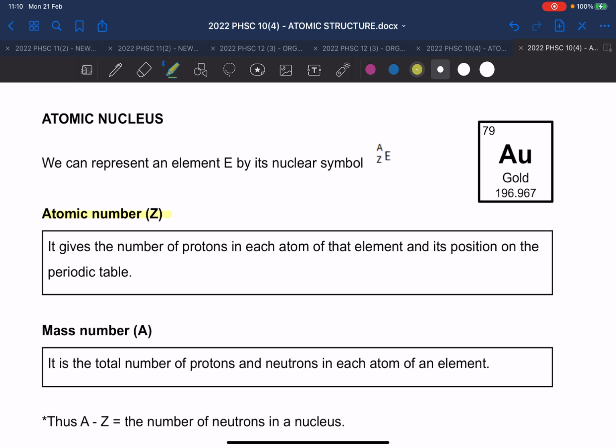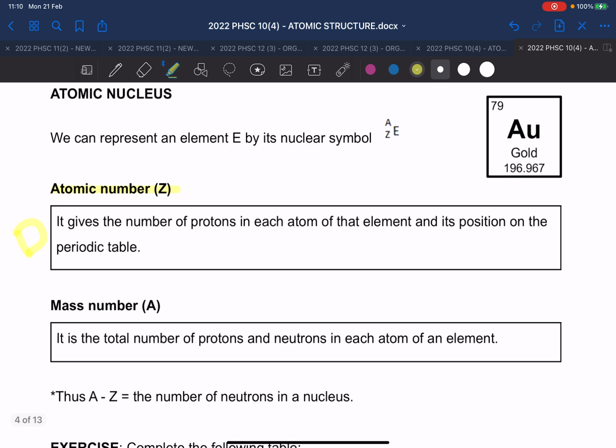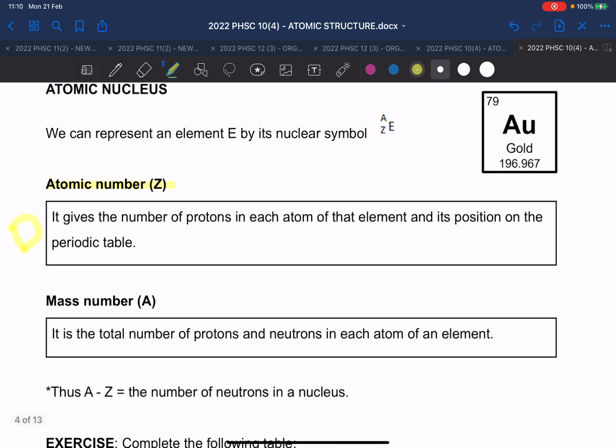Atomic number. Now, if something is in a block, it's a definition that you need to know. Atomic number gives you the number of protons of each atom of the element and the position on the periodic table. So if I say element number 30, you know I have to follow the number line to where 30 is. That is what the Z stands for.